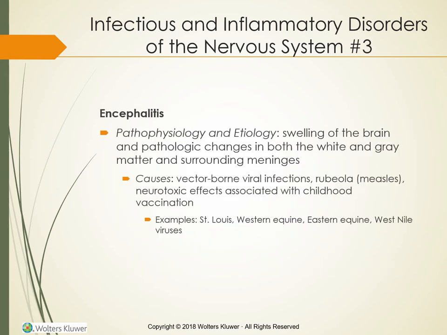Encephalitis is an inflammatory process affecting the CNS. It is characterized by swelling of the brain and pathologic changes in both the white and gray matter and surrounding meninges. Pathophysiology and etiology. Various causes of encephalitis exist, but the most common include vector-borne viral infections, complications from viral infections such as rubella, which is measles, or neurotoxic effects associated with childhood vaccination.